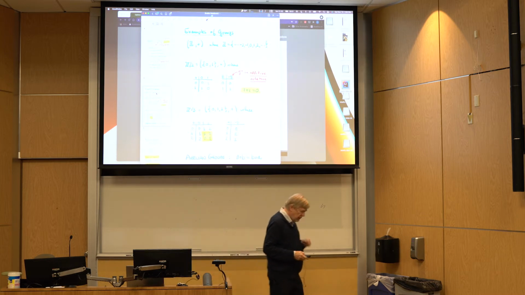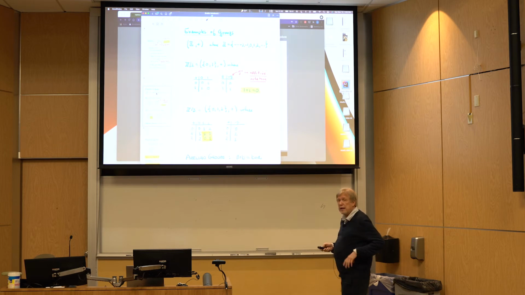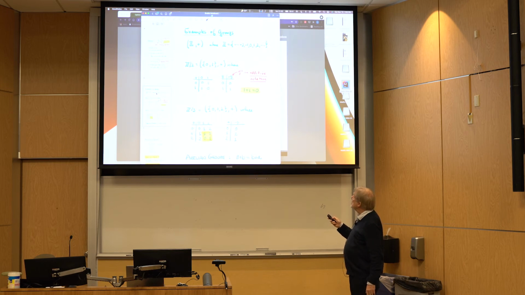A couple examples of groups. The integers, which I just mentioned, our most familiar group. The integers mod 2. Now, you can think of it in a very down-to-earth fashion. It's just the set {0, 1} with an operation plus that can be described by a table. There's the table.